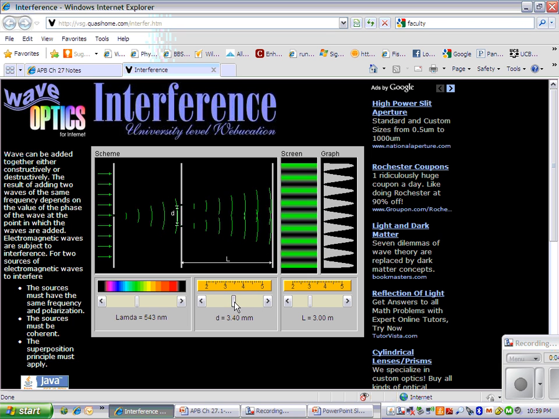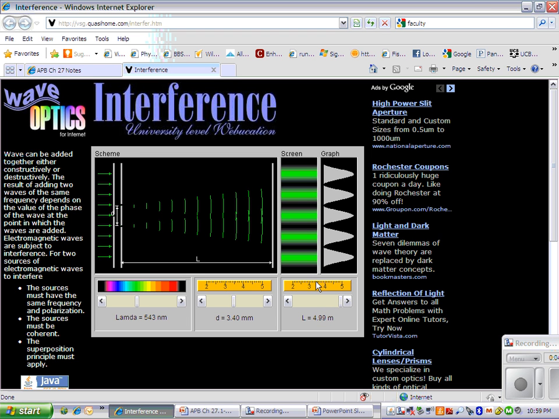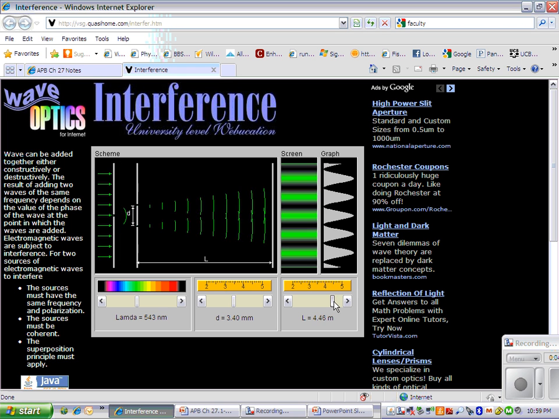So I'll put it right in the middle for now, and now I'll change length. I'm going to change this L value, and as I increase L, you'll see the distance between the constructive interference points increases. So that's a direct relationship.